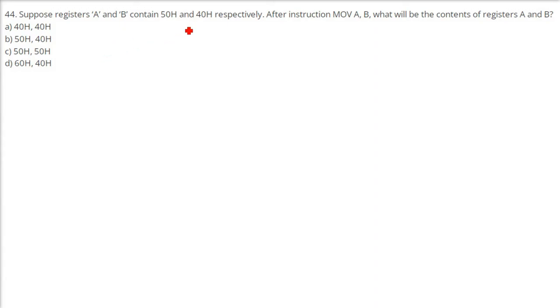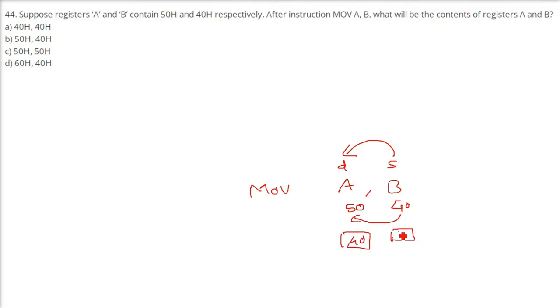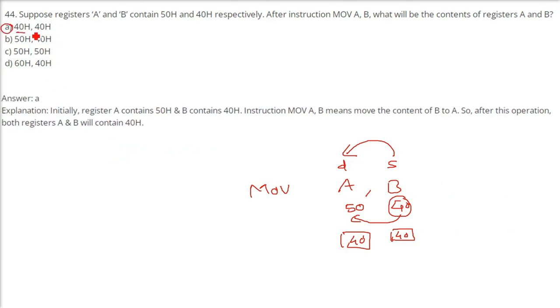Suppose registers A and B contain 50H and 40H respectively. After the instruction MOV A,B, what will be the contents of registers A and B? The content of B will be transferred to A, from source to destination. A will have the content of B, but B won't change. If A has 50 and B has 40, when you move, A will have 40, and B will itself still have 40 because it is not replaced. So the answer is 40, 40, which is option A. A and B both will contain 40H.